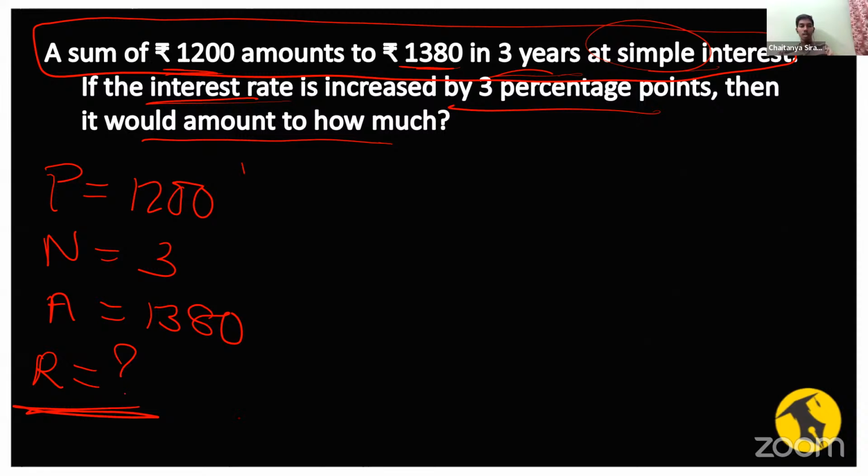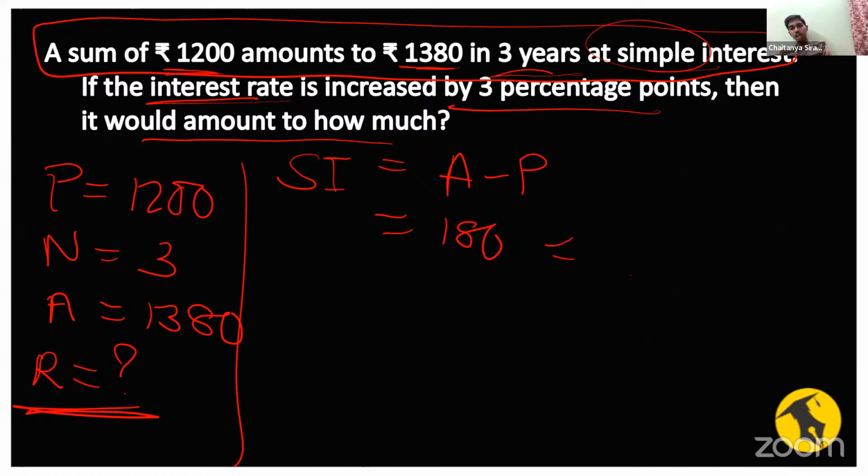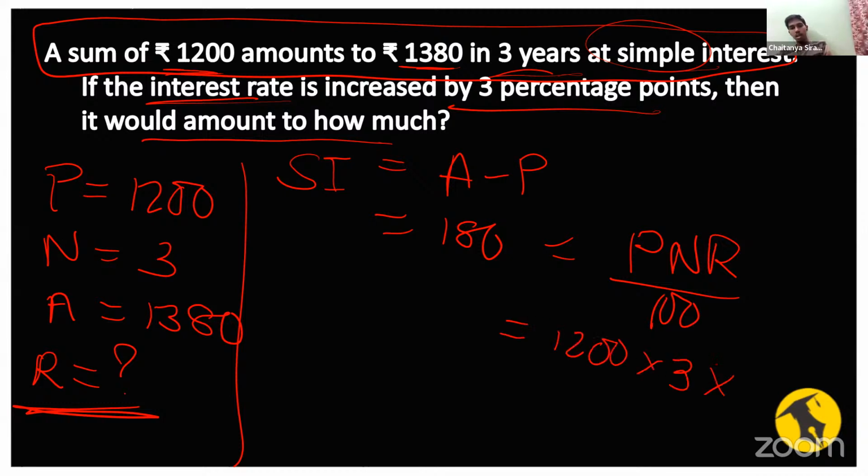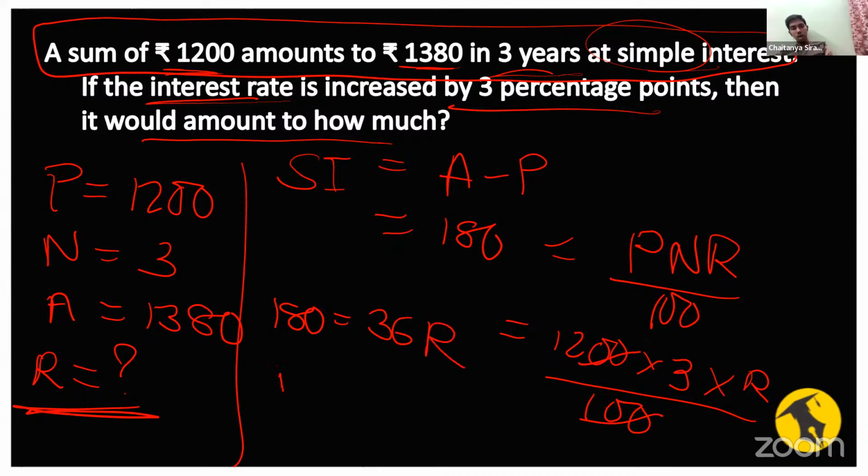Can I find out the rate of interest? Yes. What would be my simple interest in this case? It will be amount minus principal. So 1380 minus 1200 would give me 180. I know this is nothing but PNR by 100. What's P here? It's 1200. Number of years is 3. And I don't know the rate of interest, R, upon 100. I can divide these two zeros. So 180 equals 36R. So R must be 5.